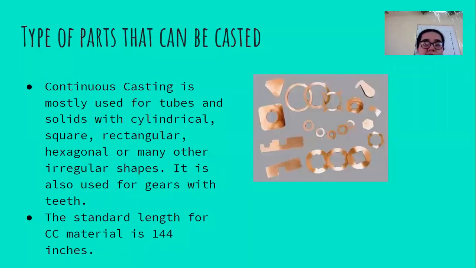The type of parts that can be cast in this process is mostly tubes and solids with, like I said before, cylindrical, square, rectangular, hexagonal, or many other irregular shapes. And something remarkable is that it is also used for gears with teeth. The standard length for this process is 144 inches, but the width is way lower than that.